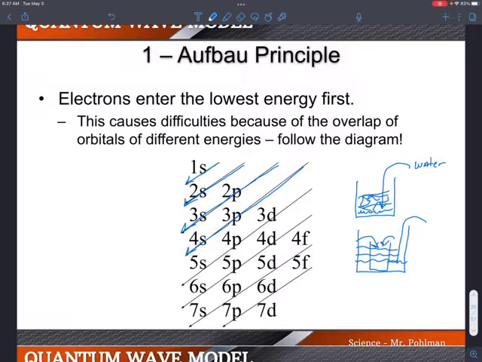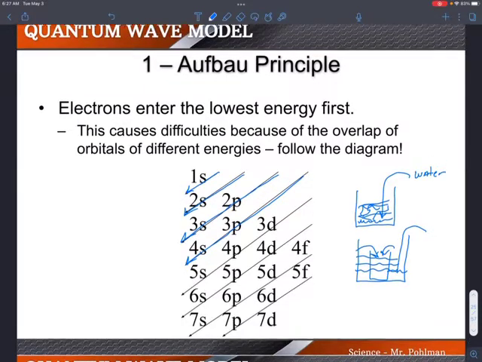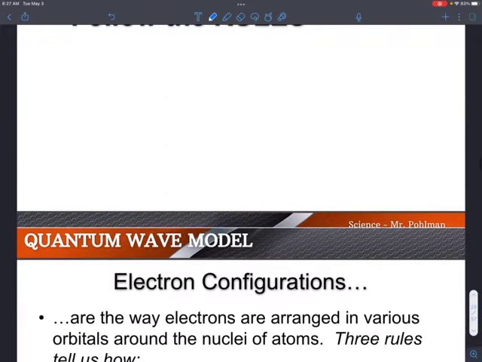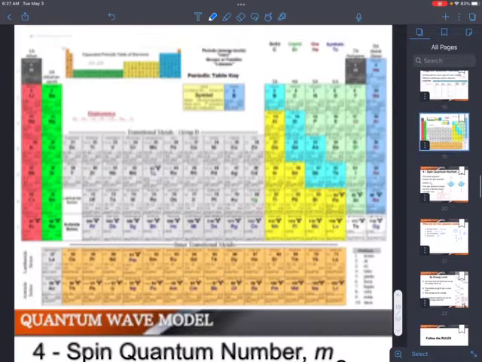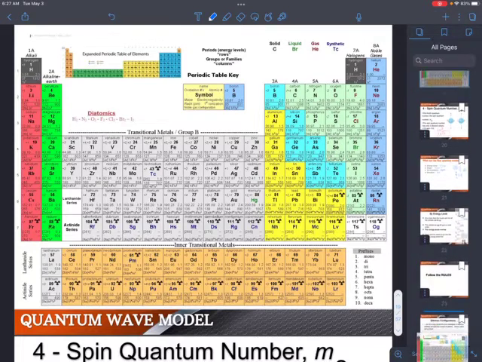But personally, I think if we look at our periodic table, and let me go back and grab one real quick. So we'll grab this.